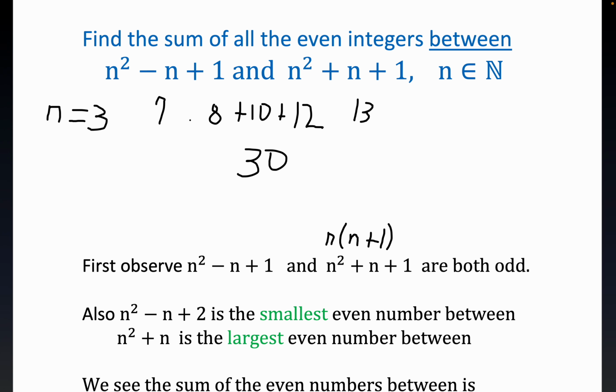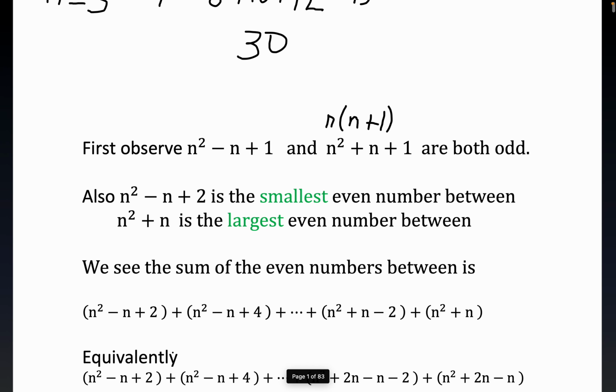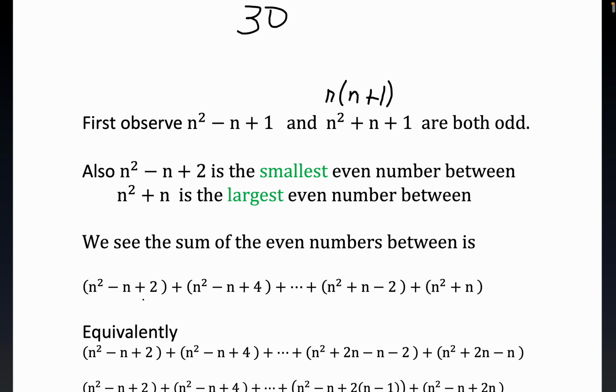This is the odd number, so the even number after it would be achieved by adding 1. So that's where you get the plus 2. So that's the smallest even number between the two bounds. And then when you subtract off 1 from the larger number, you just get n squared plus n. Now that's important because we can sum between those values, right? So notice that we start with the smallest, which is given right here, and we end with the largest, which is given right here, right?